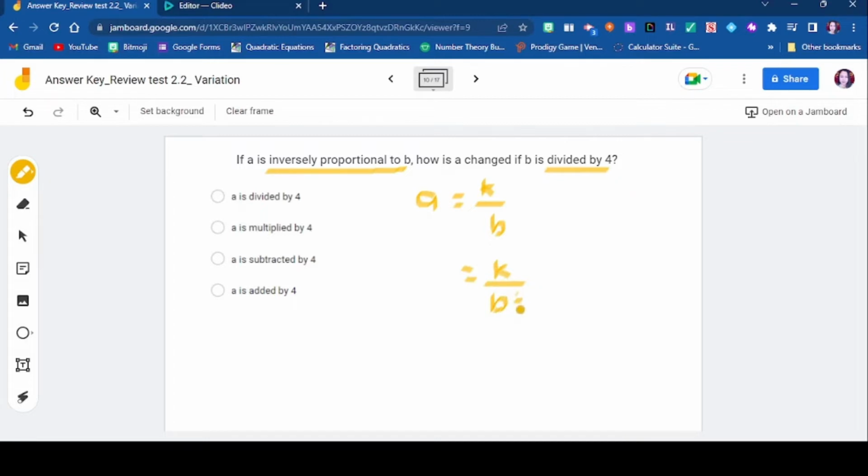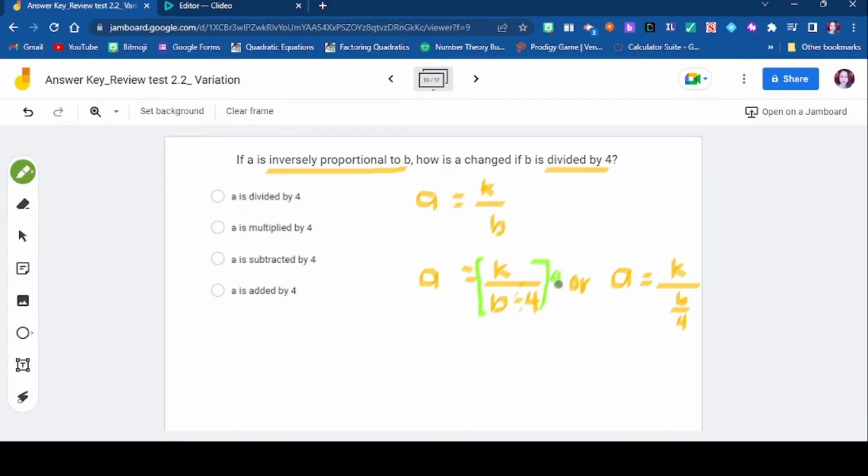So what are we going to do in order for us to answer the question? Very simple. This is a complex fraction, right? So we could also write this as A is equals to K over B divided by 4. So this is how it returns as well. For us to find the answer, all we have to do is simply multiply both sides by 4.